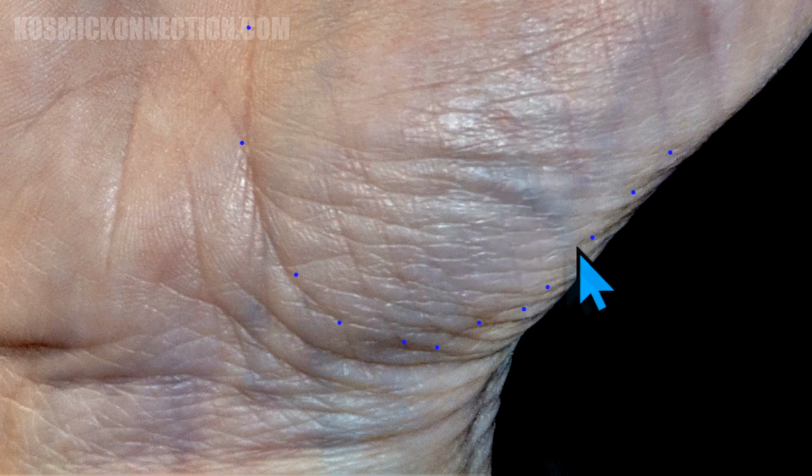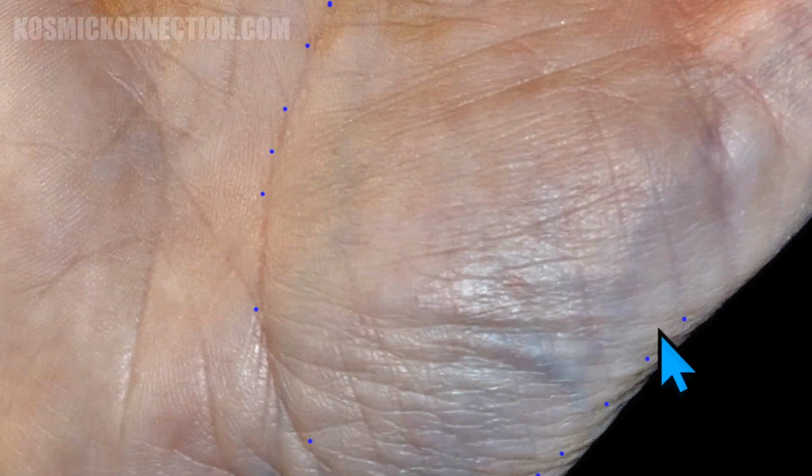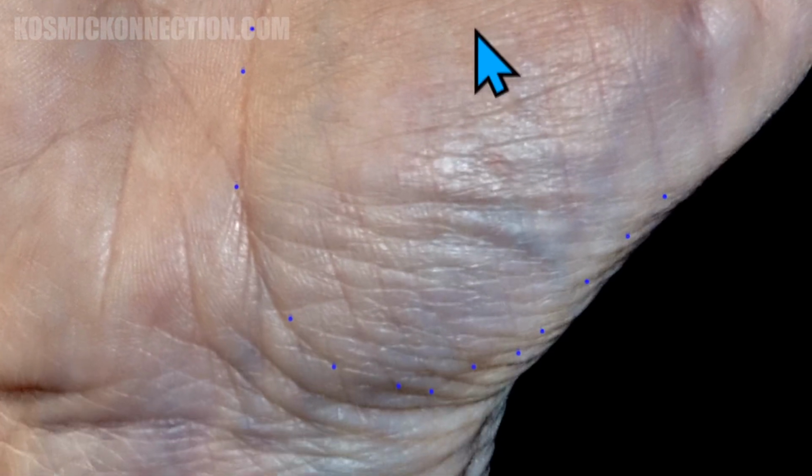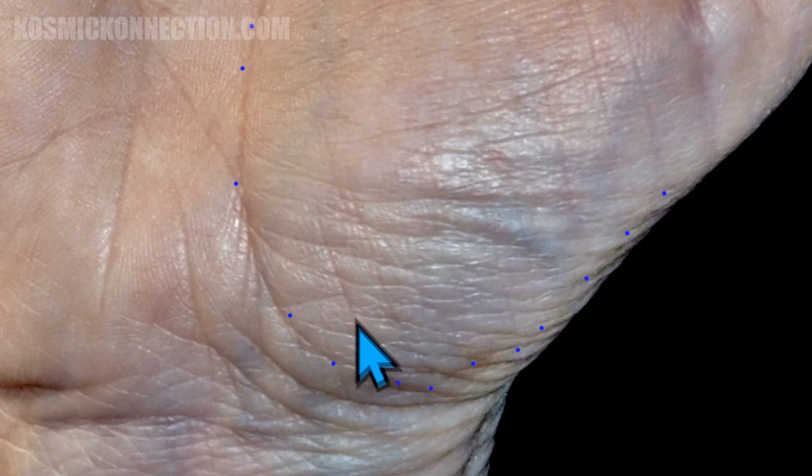Now something you must understand about these lines, or any other lines that we quote an age on, is that these are just approximations. You want to add or subtract a year or two from that age. For example, let's say we indicate age 50. That could be age 48, 49, 50, 51, 52. We don't always hit the age exactly, but we come pretty close most of the time.